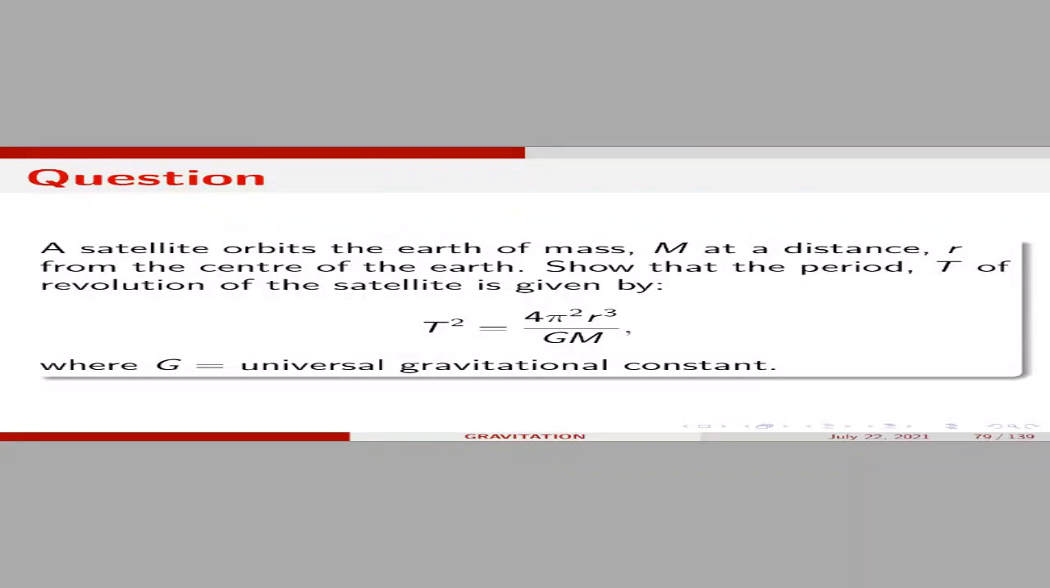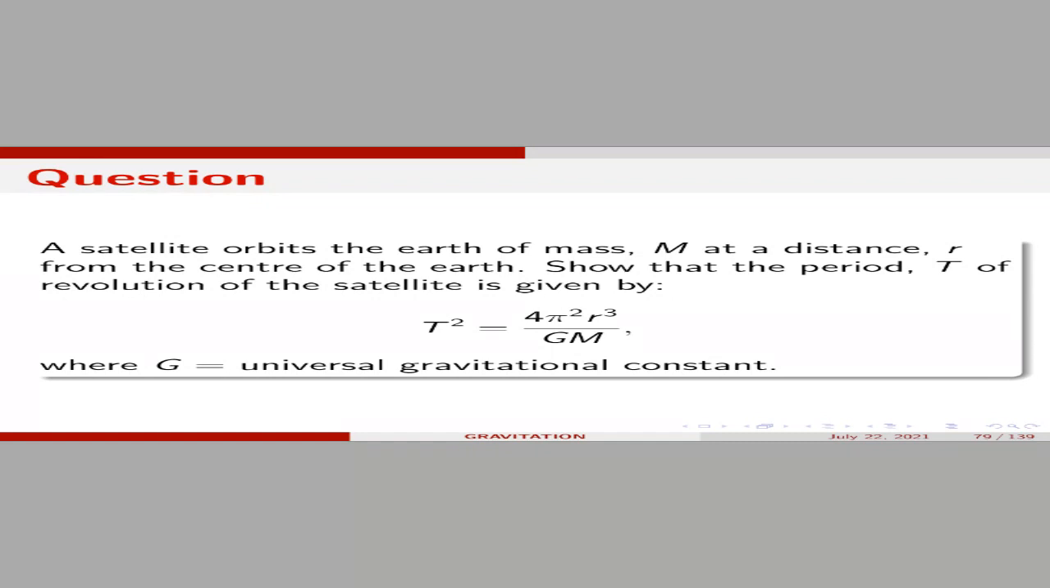Yes, so students, let's look at this question as well. A satellite orbits the Earth of mass m at a distance r from the center of the Earth. Show that the period t of revolution of the satellite is given by t squared equals 4 pi squared r cubed over GM. Yesterday we proved this, we came across this formula, and he wants us to show this. So how do we show it?